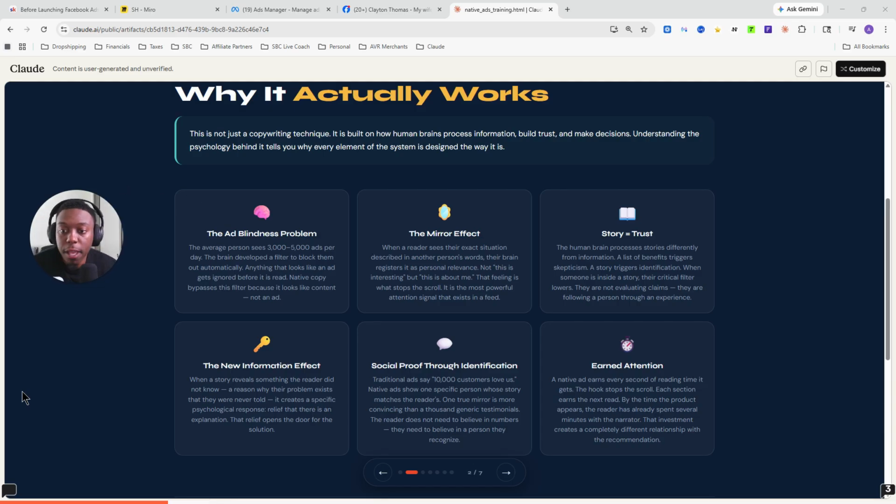So, the ad blindness problem. The average person sees 3,000 to 5,000 ads per day. The brain developed a filter to block them out automatically. Anything that looks like an ad gets ignored before it's read. So this is going to lead to higher CPMs, higher CPCs, lower CTRs.